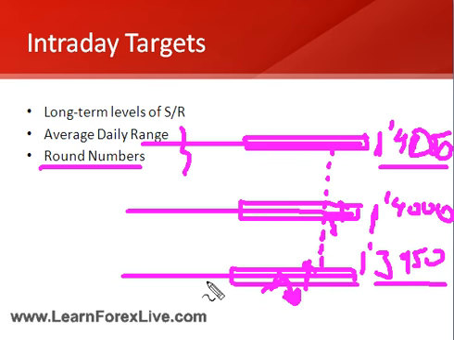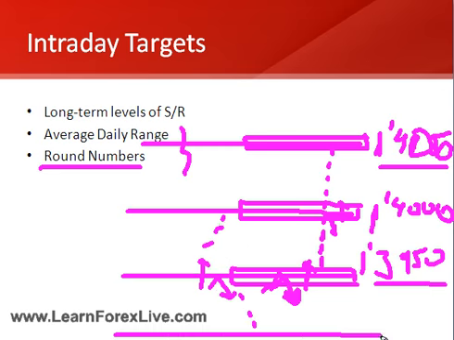So these are some sort of magnet points, some sort of friction points. If price breaches one round number, expect price to crawl towards the next one. If it bounces, expect price to bounce to the one located immediately below.